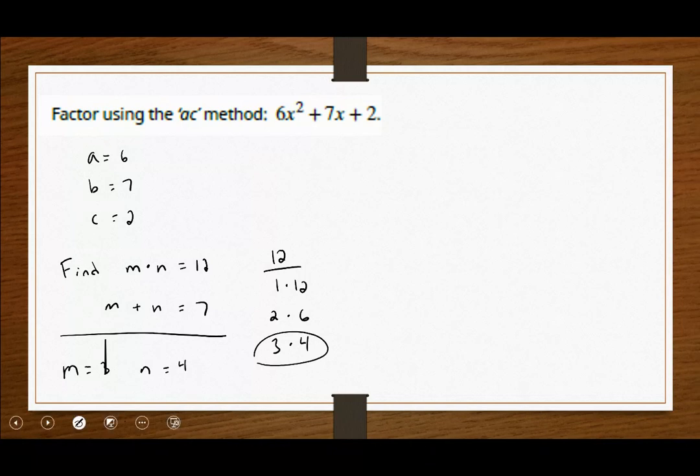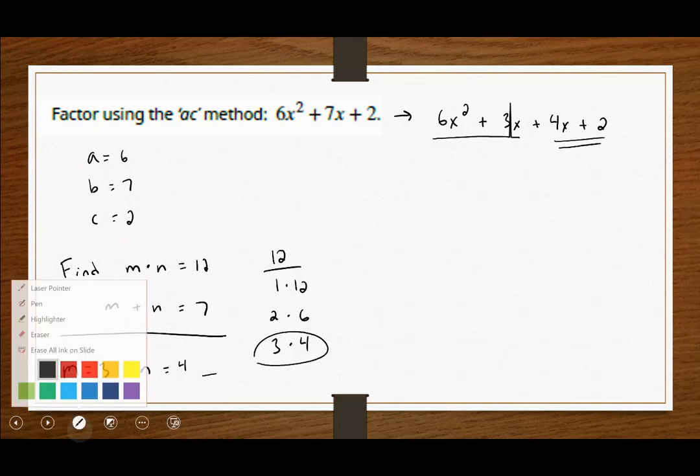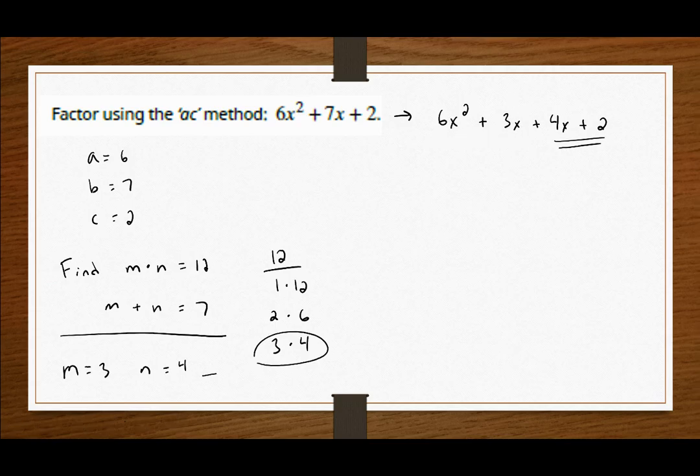So again, the next piece of the puzzle is to just split our middle term into two pieces. We will now express this as 6x squared plus 3x plus 4x plus 2. With that, we can take out the GCF of the first pair and then the second pair. In this expression, my first two terms have a common factor of 3x. If I remove that, I'm left with x plus 1.